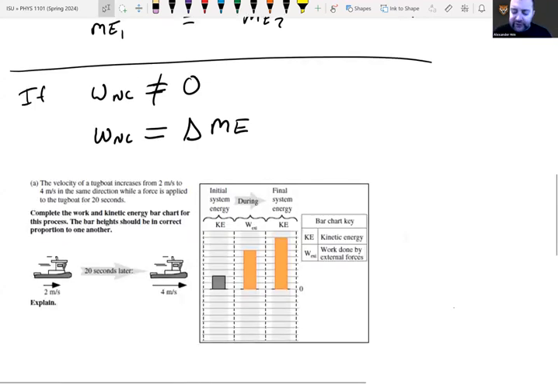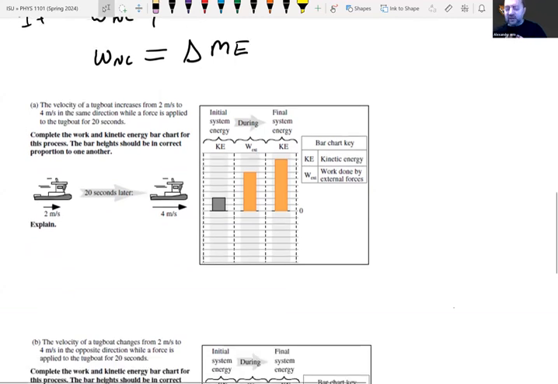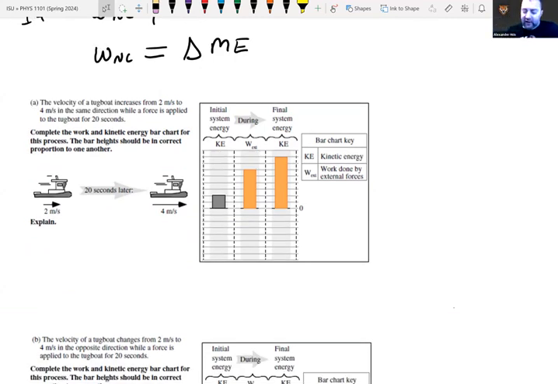All right. So in this one, basically what we have is the velocity of a tugboat increases from 2 meters per second to 4 meters per second in the same direction while the force is applied to the tugboat for 20 seconds. Turns out this 20 seconds is irrelevant information. We only care about the energies.